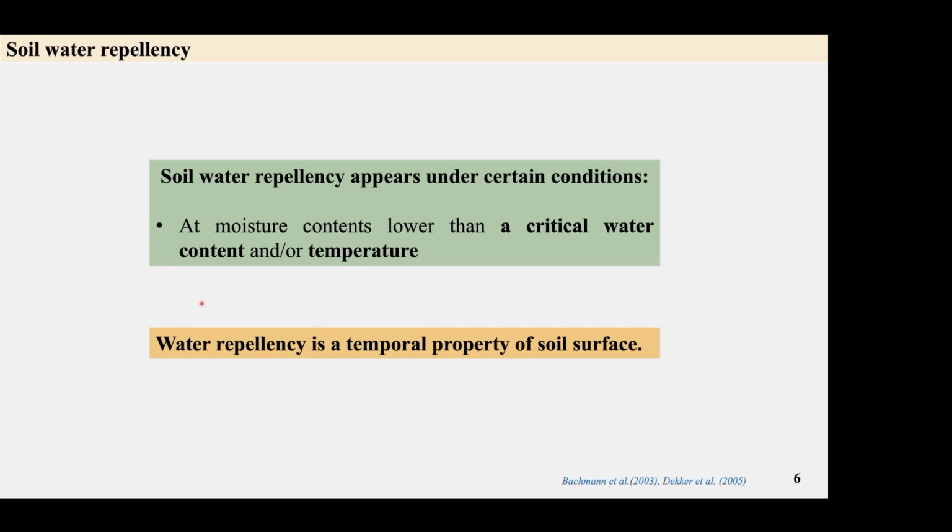One further important point regarding soil water repellency is that it's a temporary property and it appears when the water content of soil is lower than a certain content, and sometimes it appears at a certain temperature. So although it's a temporal property, we see that this property impacts many phenomena of soil and the fate of many reactions and properties in soil.